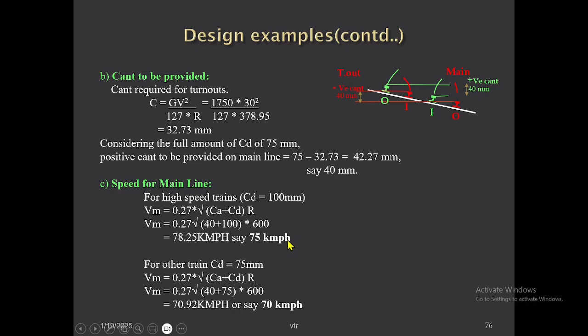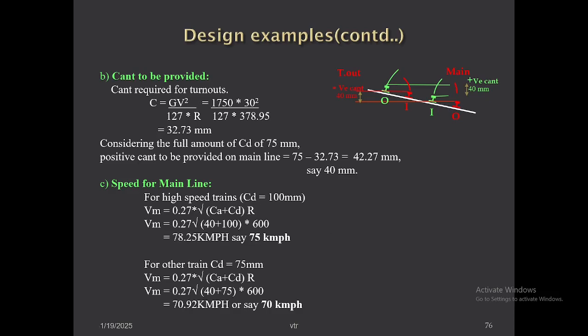So here for other trains, we are permitting a cant deficiency of maximum 75 mm only. So in place of 100 mm we are substituting 75 mm and finding out the Vm, that comes to 70.92, say 70 kmph for other trains. Okay. So this is something about the contraflexure. If that is the case, how it should be calculated.